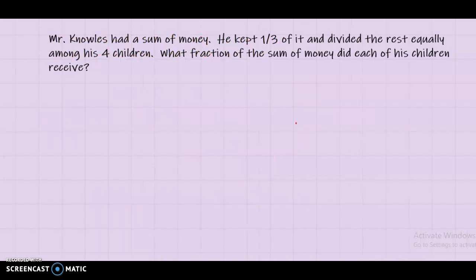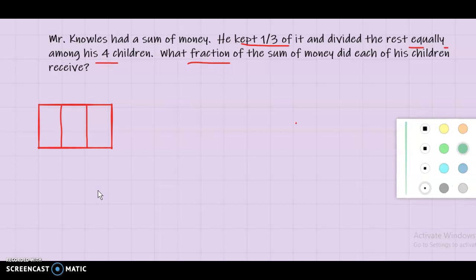Mr. Knowles had a sum of money. He kept a third of it and divided the rest equally among his 4 children. What fraction of the sum of money did each of his children receive? So I'm going to draw a quick rectangle, and this is representing the sum of money. Divide it into thirds. And I'm going to shade in how much he kept.